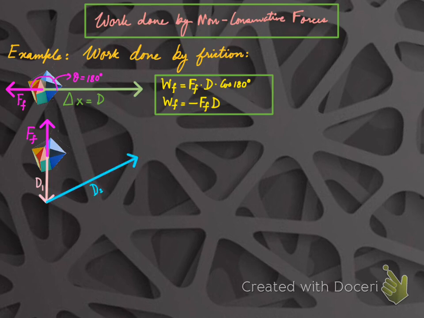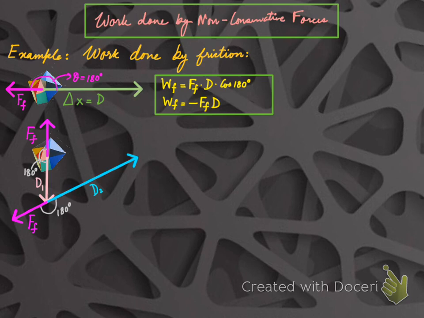Then we're going to have a diagonal displacement, D2, and the force of friction acts opposite the displacement, because that's what the force of friction does. And the block is going to end up in the same position that it was at the end of the last displacement that we discussed. Now this time, the work done by friction is going to be the work done by friction during each of the two displacements added together.